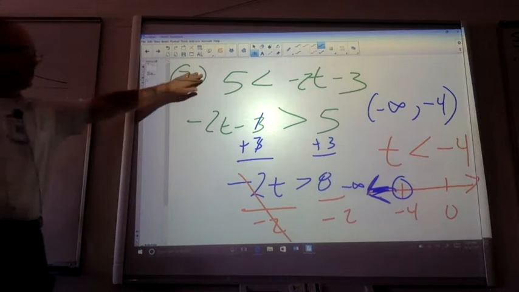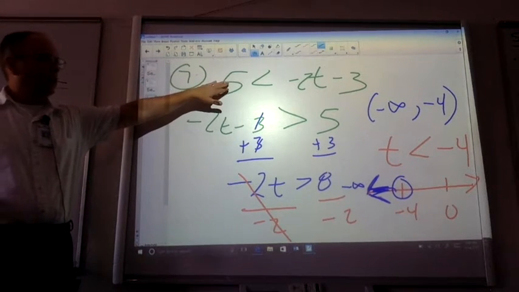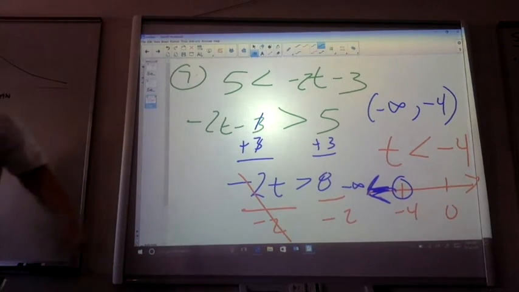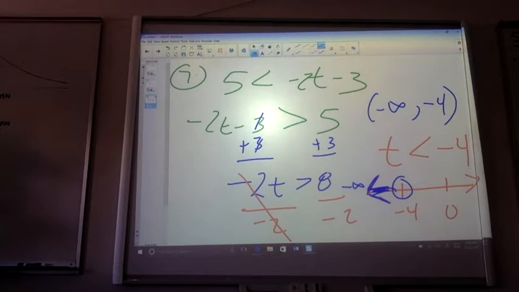You're talking about this step from here to here. Yeah. Everything stays the exact same other than the sign flipping over. Oh. You're just changing the order of it.